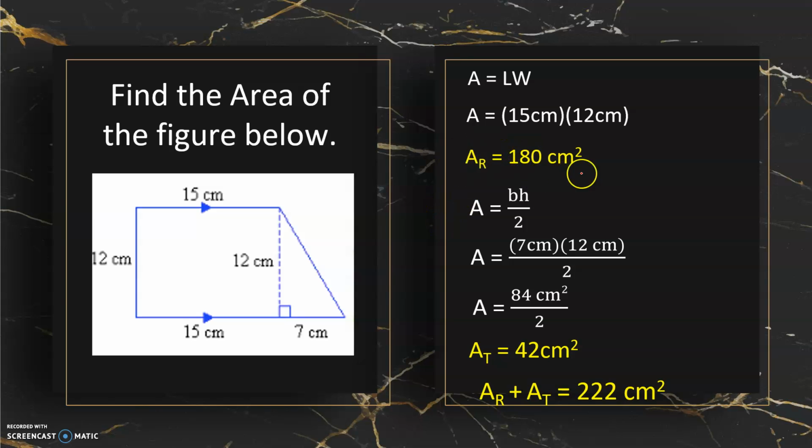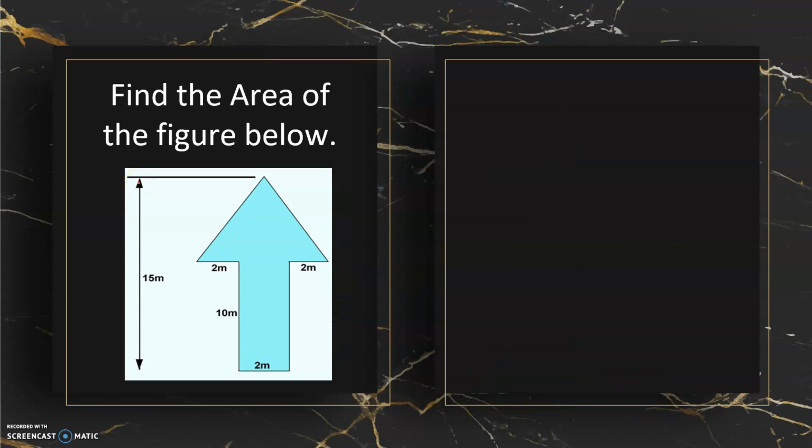Adding the area of the rectangle and the area of the triangle will give us 222 square centimeters. Therefore, this is the area of our composite figure here. Next, let's find the area of this figure. So again, we have to decompose this composite figure into its basic shapes.